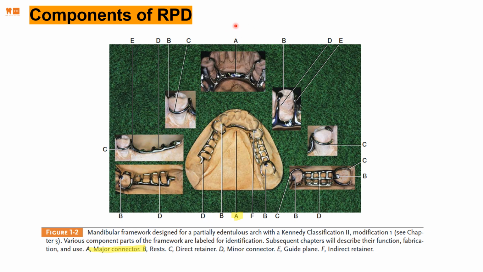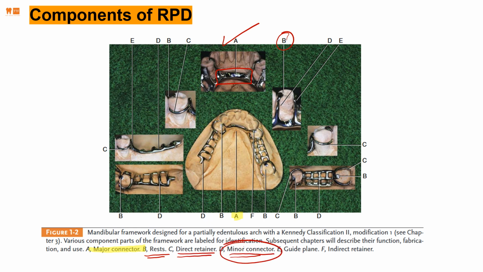So this is what it kind of looks like, right? If we're looking at the A section here, look how thick and bulbous this metal is. Not all major connectors are like that, by the way, but they give rise to B. And what is B? Rests. Then there's retainers, which are direct. Then there's, of course, the minor connectors.